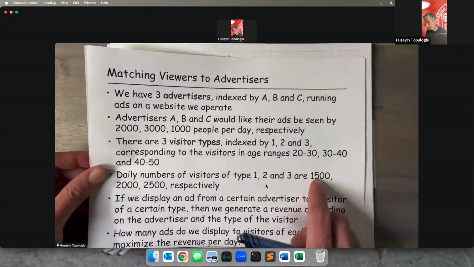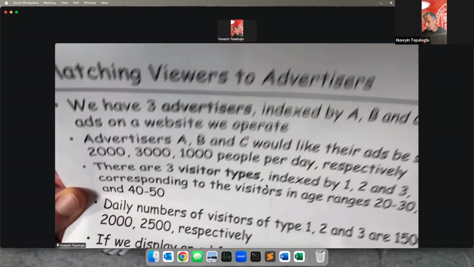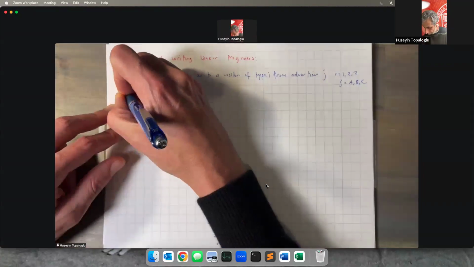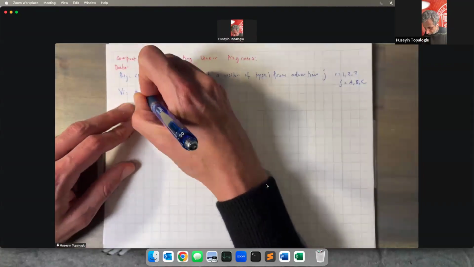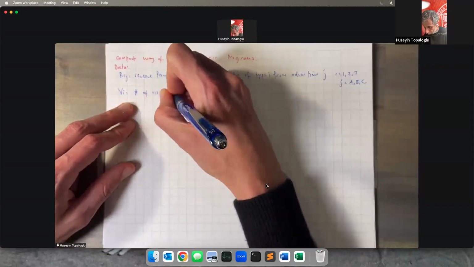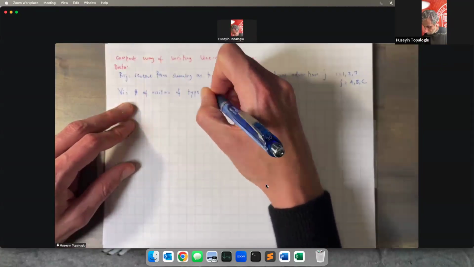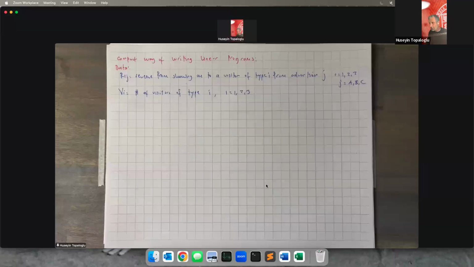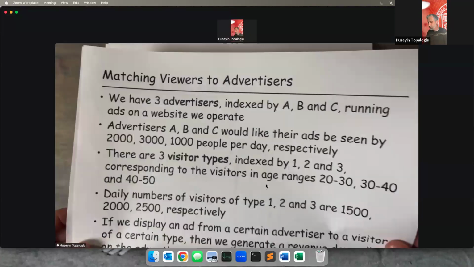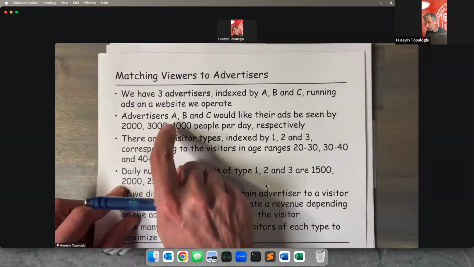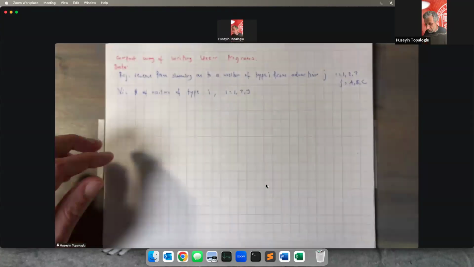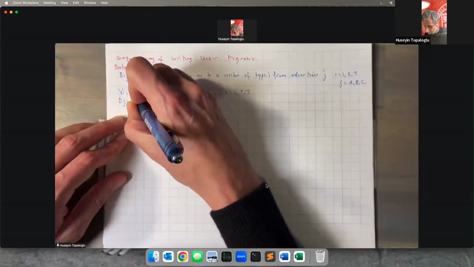What else? We have the daily number of visitors of each type: 1,500, 2,000, 2,500. So let's have another piece of data. Let's say Vi is the daily number of visitors of type i, and i is going to range over the visitor types 1, 2, 3. And what is our last piece of data? The desired number of viewers by each advertiser. Let's say Dj is the desired number of viewers by advertiser j.